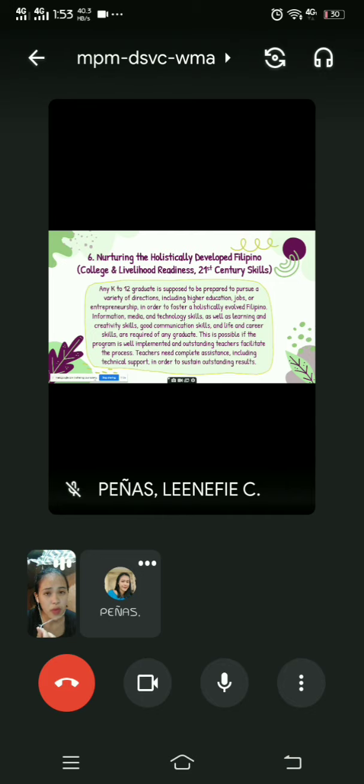So for those students who want to get a job after finishing grade 12, they can take the TechVoc or technical vocational track. But if they want to pursue higher education, they can also take the academic strands, which are HUMSS, ABM, or STEM, or there is also GAS.